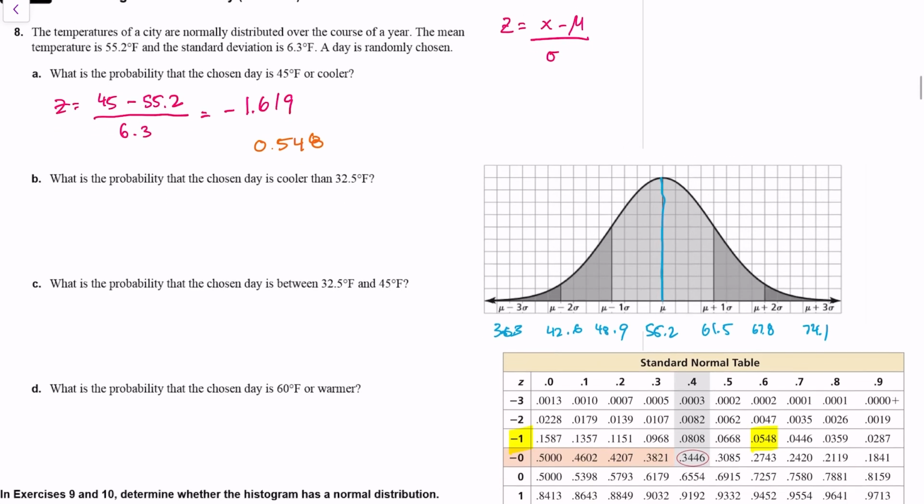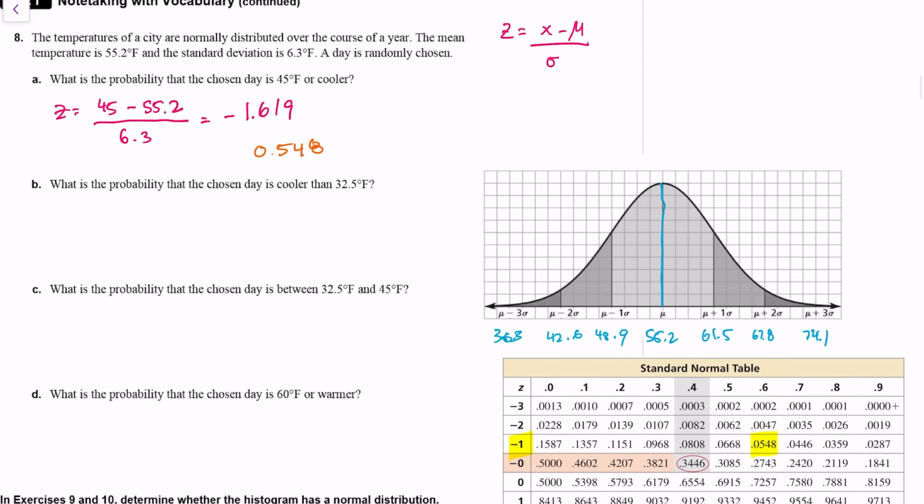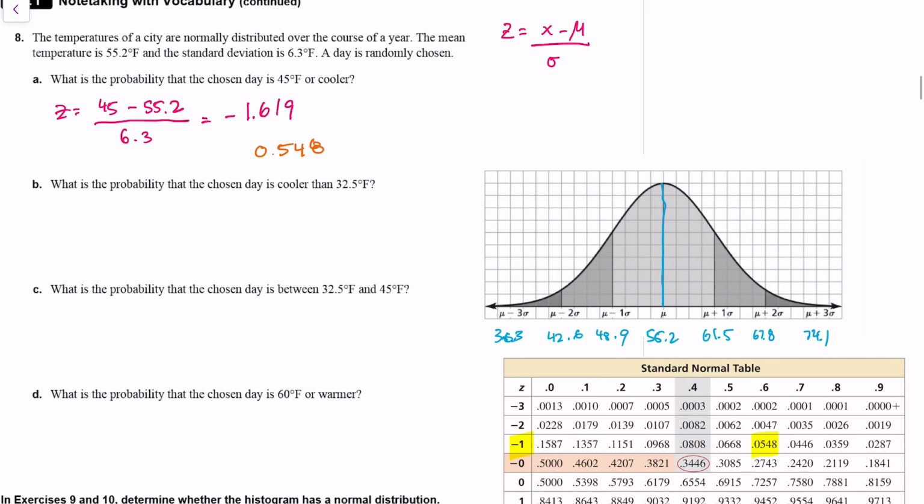For part B, it says, what is the probability that a chosen day is cooler than 32.5? So let's see, 32.5 doesn't land within our standard deviations right here. So we're going to have to go ahead and, just like what we did, figure out our z-score. Let's take the number 32.5. We're going to subtract the mean, which is 55.2, and then divide that by the standard deviation of 6.3. And this gets us approximately negative 3.603. So for our intents and purposes, this will be negative 3.6.